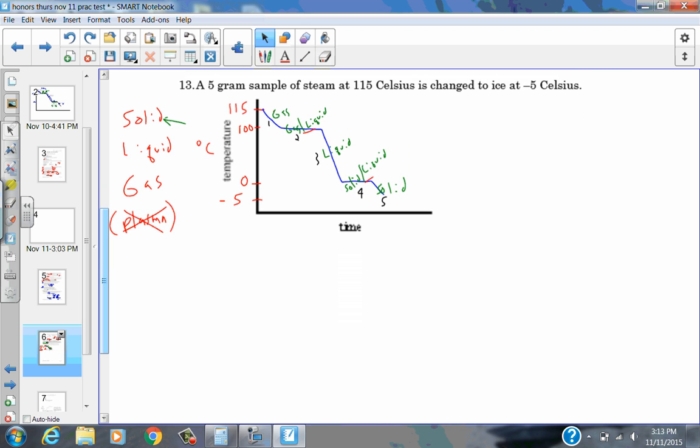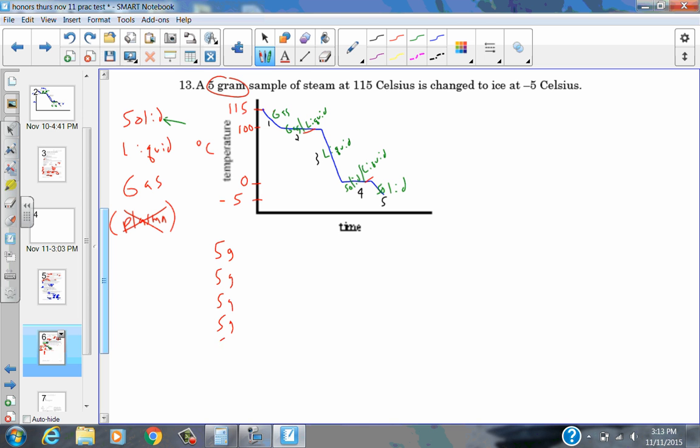So here's what I like to do. I like to just key on this. Well, it's 5 grams. Every single time, we're going to have 5 grams, 5 grams, 5 grams, 5 grams, 5 grams. There are 5 steps, and they're all dealing with 5 grams. The difference is I've got to start looking at number 1, 3, and 5.